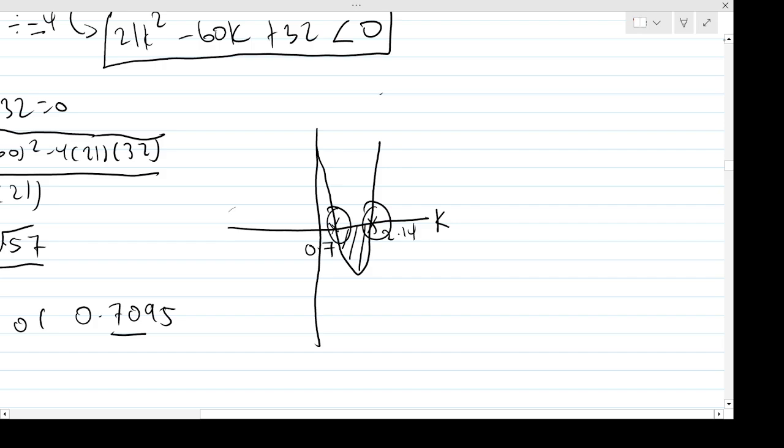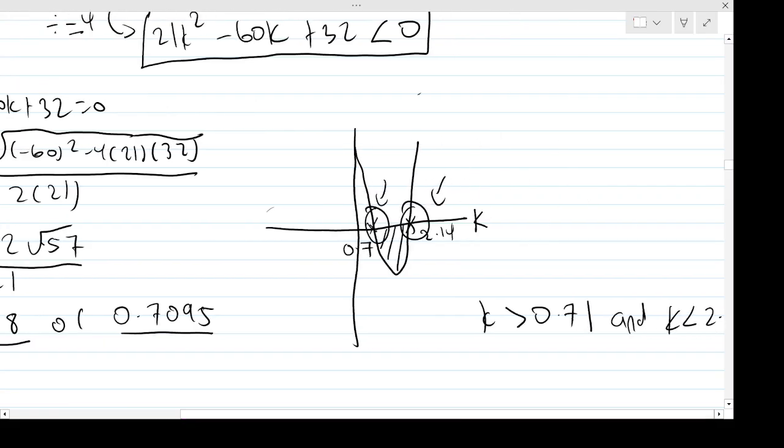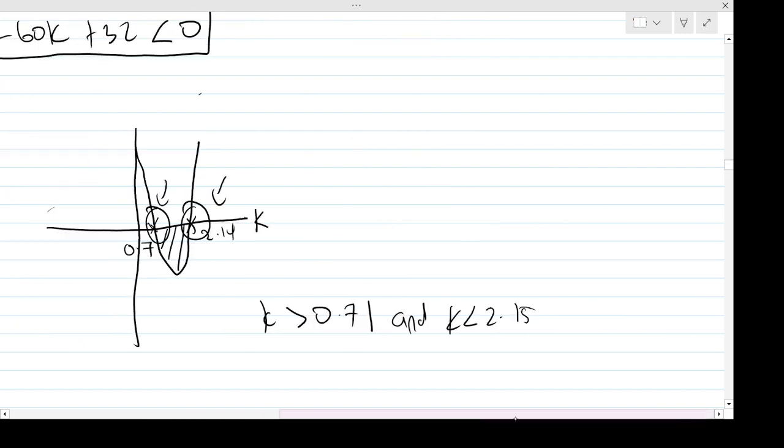So the range of values of k here, firstly k has to be above the first root, I guess. So k has to be above 0.7. But to 2 decimal places, it's 0.7075, so it'd be 0.71. And it has to also be less than the second root. So k has to be less than 2.14, but to 2 decimal places, 2.148 goes to 2.15. Okay, so that's our range of values then.